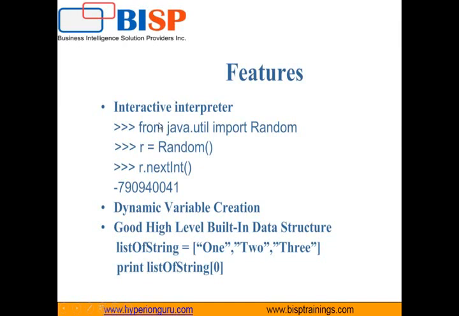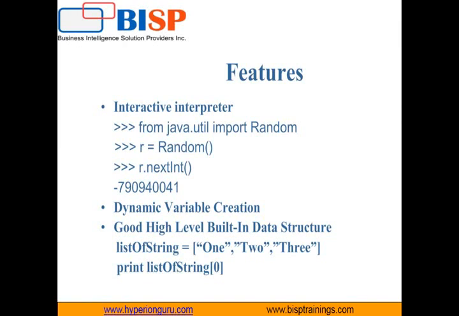The first feature is that it has an interactive interpreter. Interactive interpreter in the sense that we write here from java.util import Random. So you can see the Random library has been imported into our Python program, and then we can directly use that function. We can directly use that Random class. We create an instance of this Random class and we can use that object. So we don't have to create the whole program. We don't have to add additional libraries. We can simply import it from Java. It's coming directly from Java, and we can implement the functionality in our Python code.